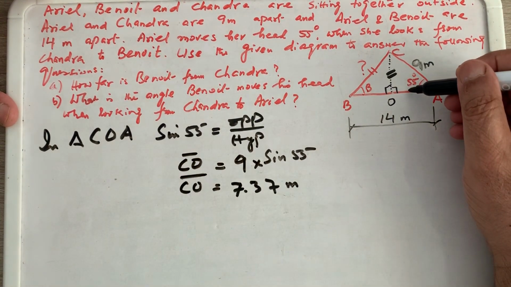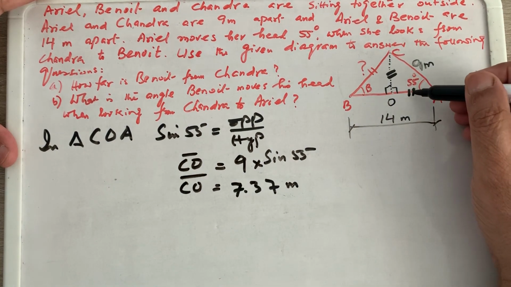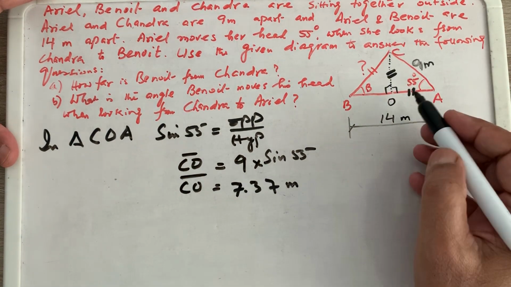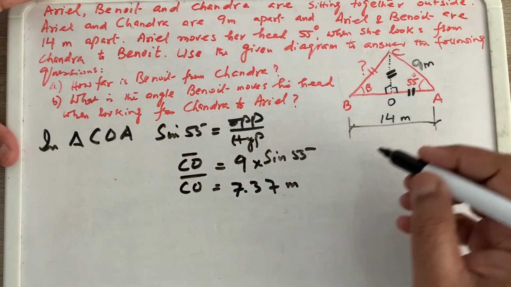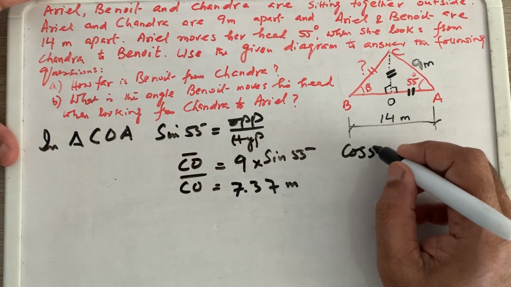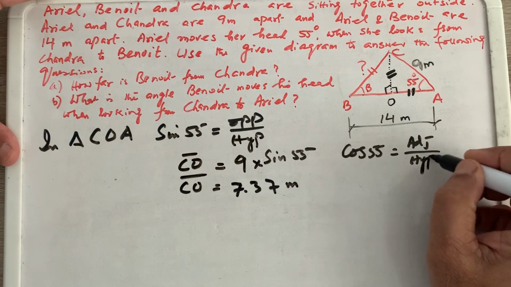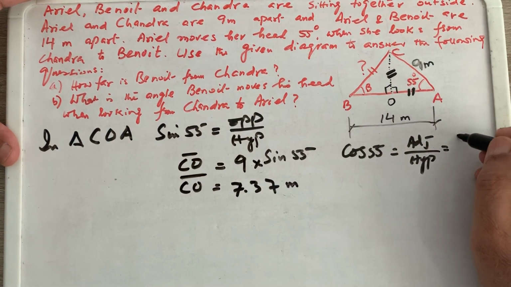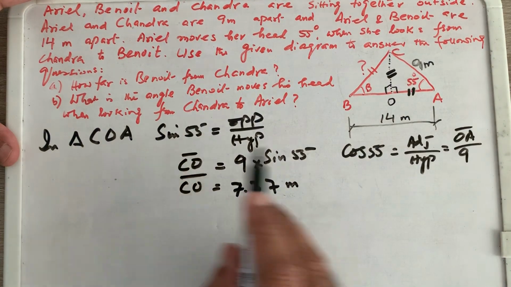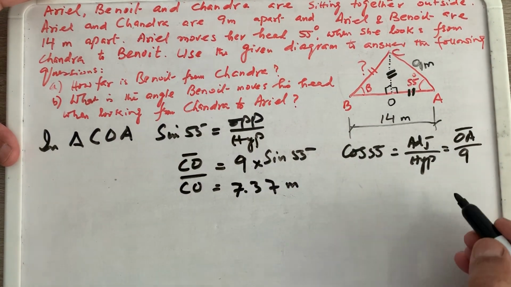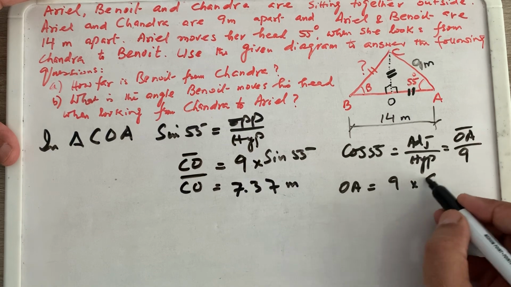Now what can we find out? We can find out this, right? In the second part, what trigonometric ratio can we use which has adjacent and the hypotenuse? That will be my cos theta. So cos 55 is equals to adjacent divided by hypotenuse, right? And here adjacent is unknown, which is OA. Adjacent is OA. Hypotenuse is given. So we are making use of two trigonometric ratios, sine 55 and cos 55, so that we know more sides' measurement. So now OA is equals to 9 times cos 55.